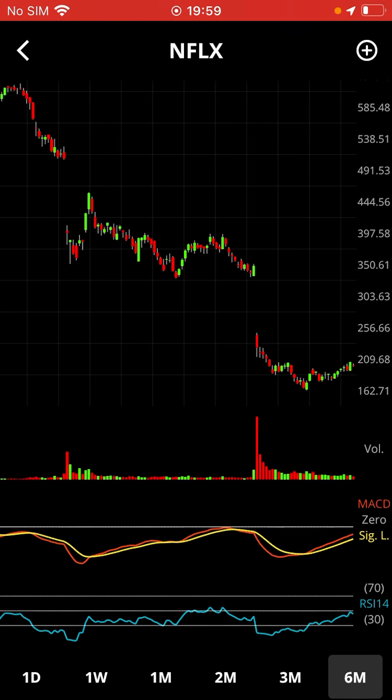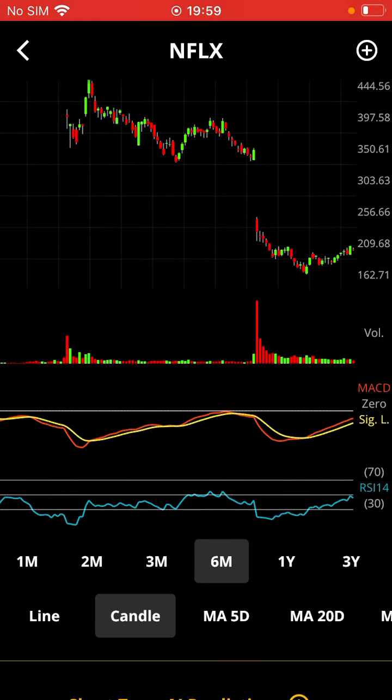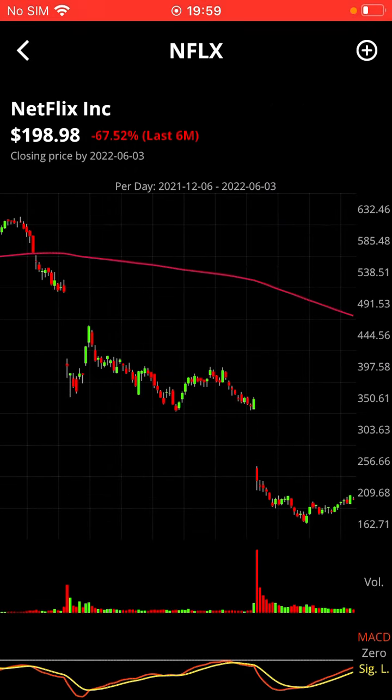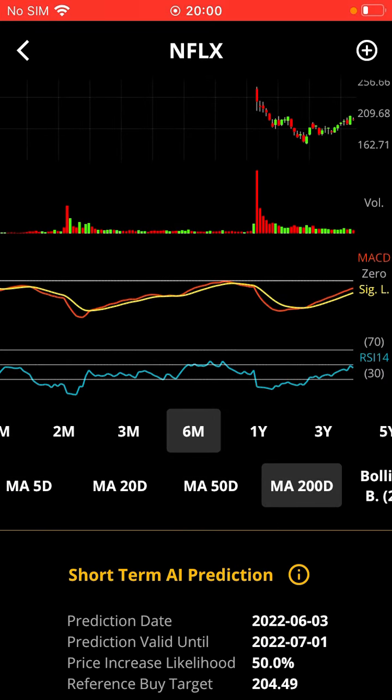If you compare this price trend with regards to its 200 days moving average, the pink line is representing the 200 days moving average of the stock. What we see is that the actual price of the stock right now is way below its 200 days moving average. At some point, these two trends, the price of the stock and the 200 days moving average, will meet up. But it is sort of difficult to say that the downtrend for Netflix is over, at least in the short term. Let's have a look at our AI prediction.